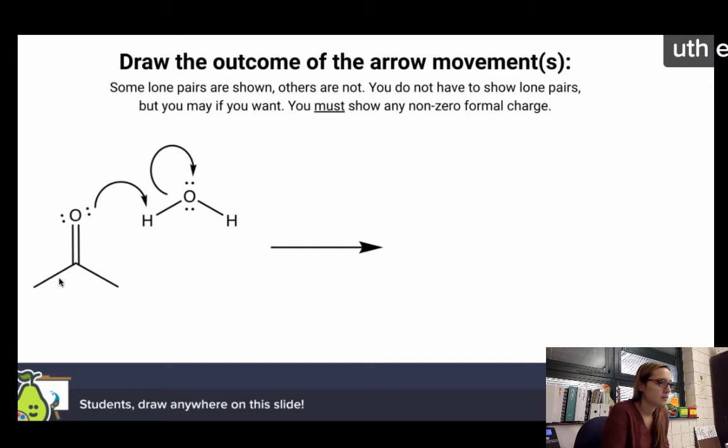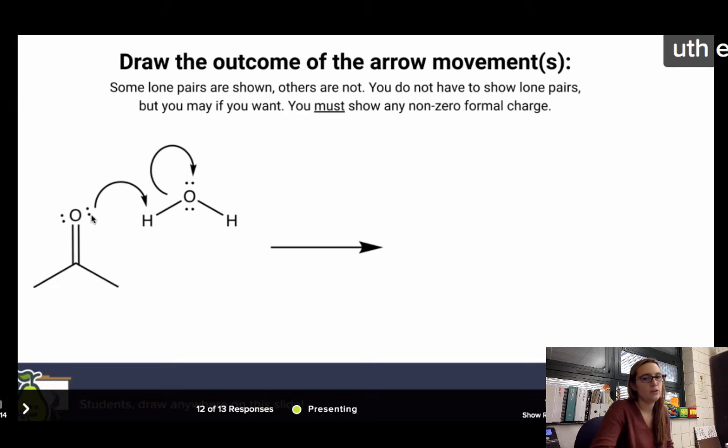Can I have a hint? Are they both the same? No. I did something wrong. Because when you move this to the H, oh, that's just creating that bond. Yeah.